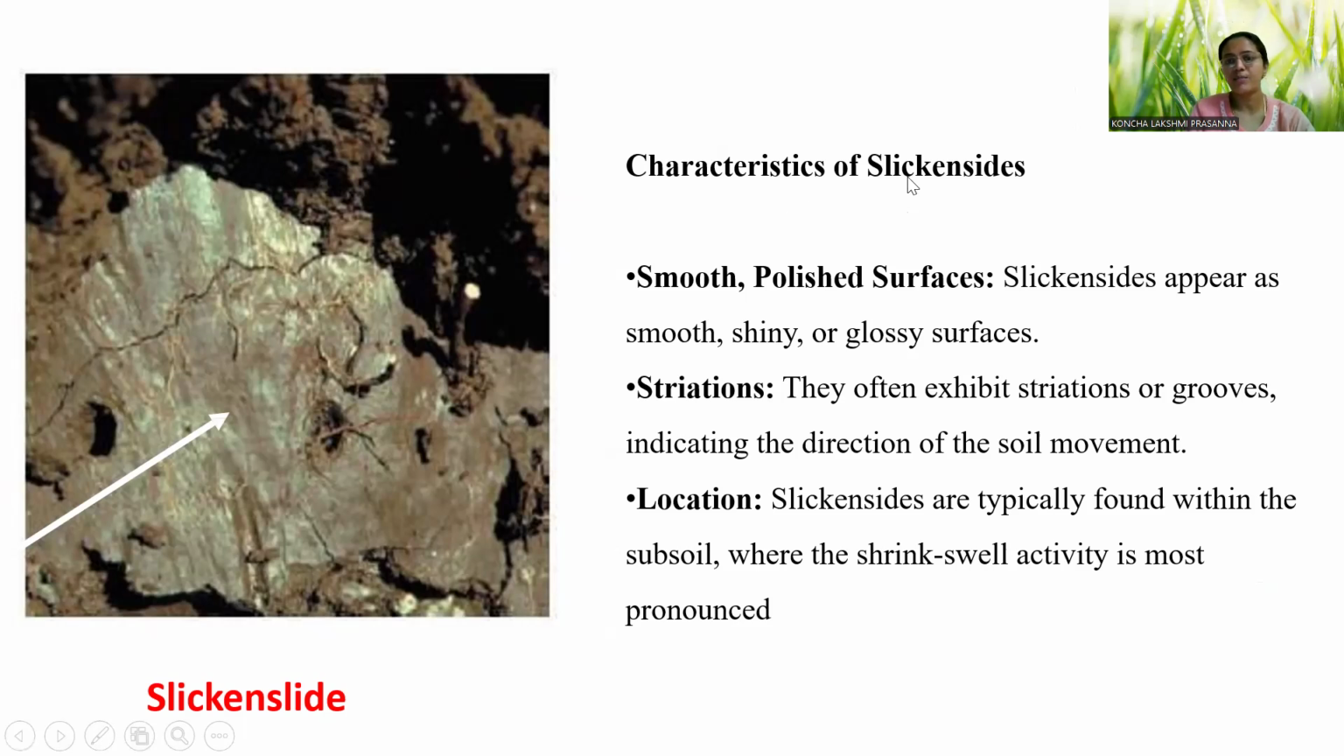So slickensides are the smooth and polished surfaces formed when pressure is created between two soil aggregates and they slide over each other, causing smooth and polished surfaces which tend to shine. They also create striations or grooves, indicating the direction of the soil movement. Slickensides are located in the areas where swelling and shrinkage activity takes place.